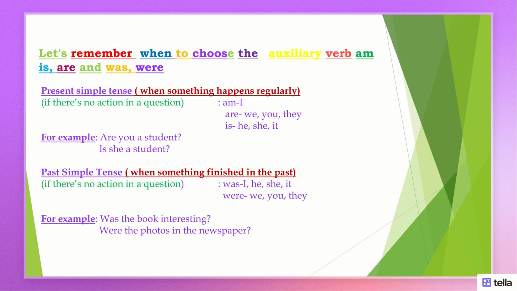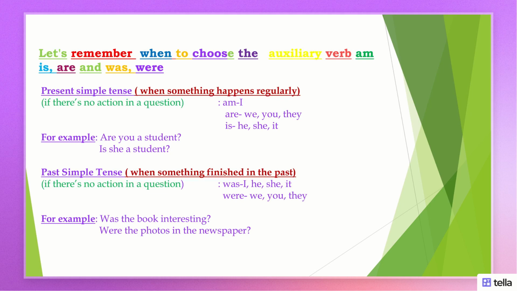But sometimes we use such auxiliaries as am, is, are, and was, were. This time, let us revise when we use these auxiliaries in present simple tense questions and in past simple tense questions. So if we're making a question in the present simple tense, and if there is no action in a question, we have to use auxiliary am with pronoun I, or auxiliary are with pronouns we, you, they, or auxiliary is with pronouns he, she, it. For example, are you a student, or is she a student?